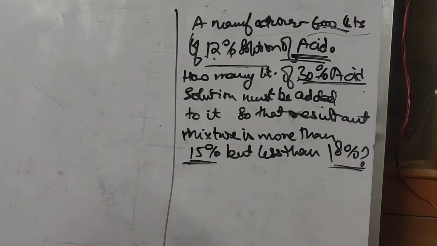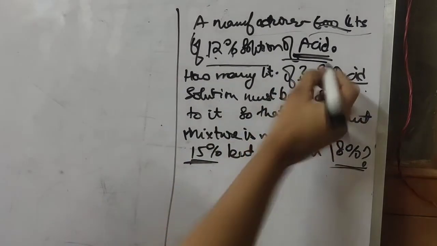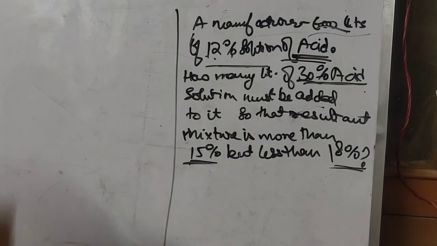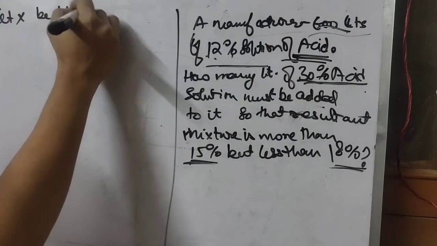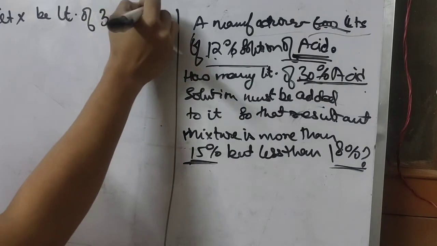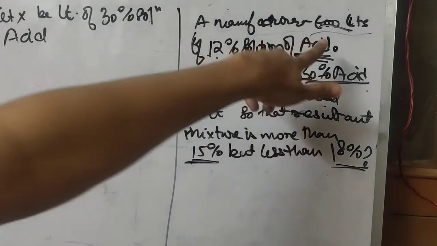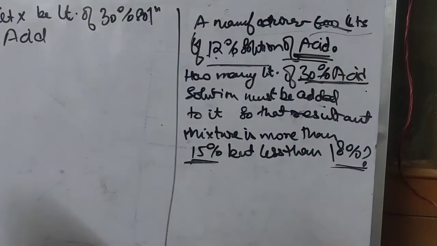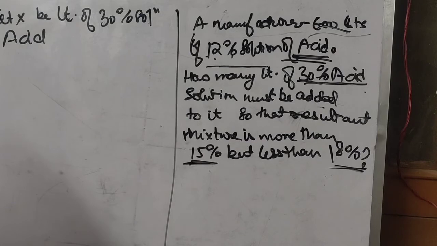So by this we can clearly see that we have an inequality based question that we have to solve to get the value of x, where x is the amount of the 30% acid solution. How will we solve it? We'll first say let x be the liters of 30% solution of acid. As we don't know its value, we know that the 12% solution is 600 liters in all, but we don't know the value of the 30% solution, so we'll find that out.